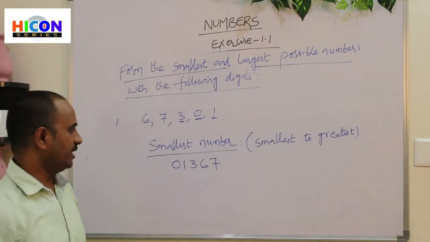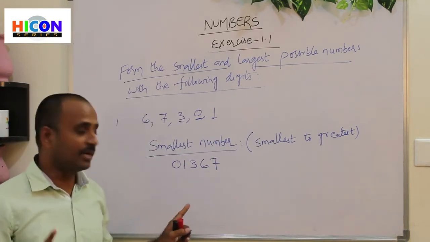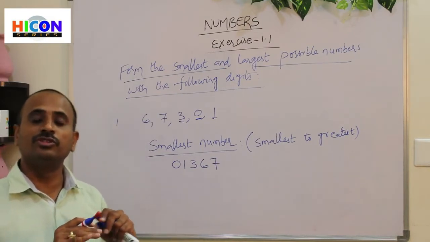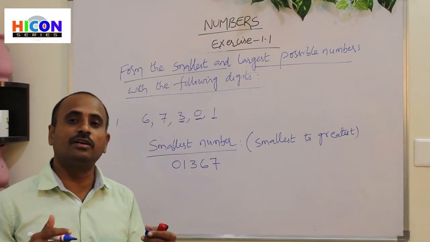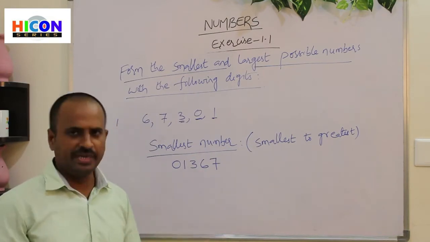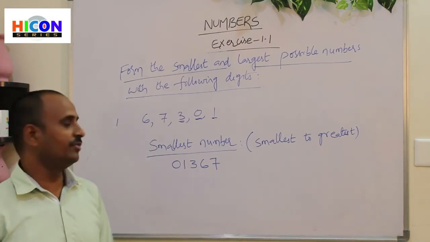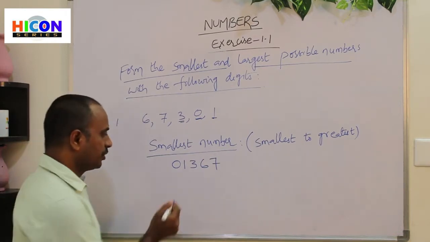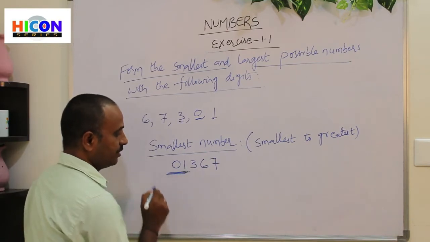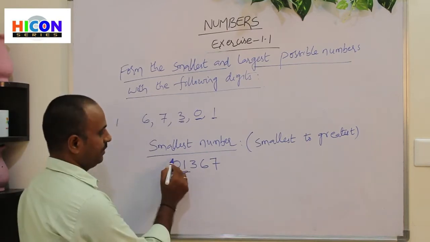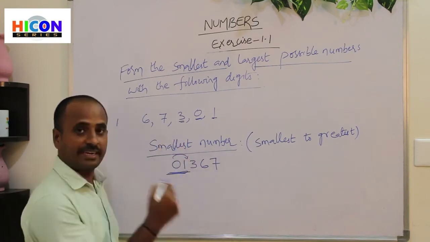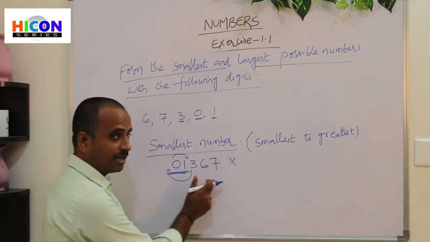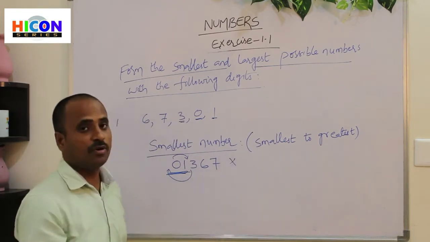After 6, 7. So children, this is the smallest arrangement, but this number starts with 0. Any number should not start with 0, because if a number starts with 0, it has no meaning. That's why we have to rearrange the first 2 digits here. So this is the wrong number; this will not be the smallest number.